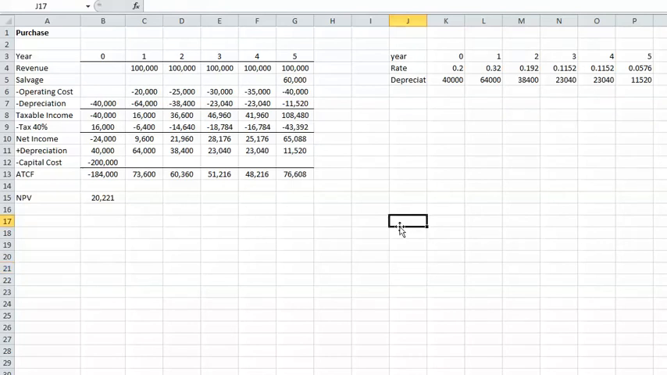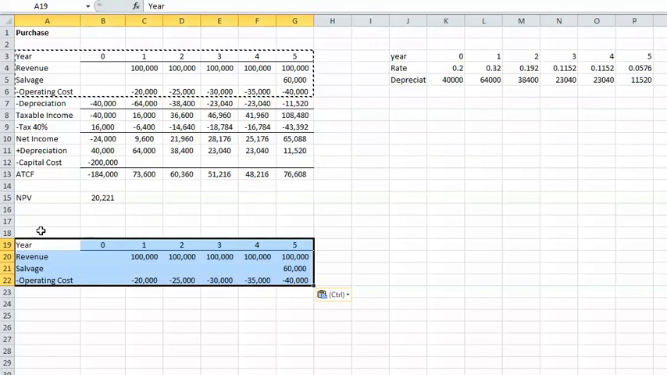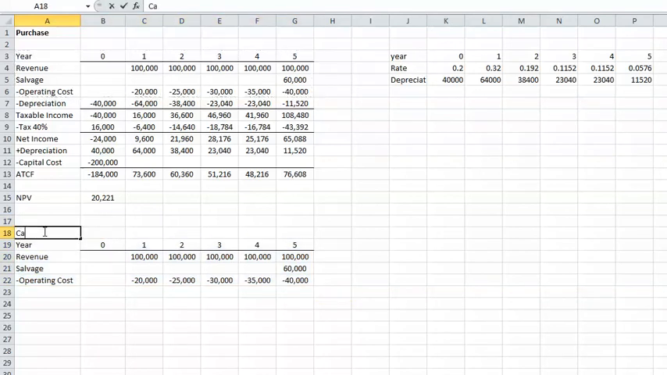So let me use an Excel spreadsheet and work on this example in the spreadsheet and see how we can formulate such an example. I have the purchase alternative already here. I'm going to follow with the capital lease analysis. The revenue, salvage, and operating costs are going to be exactly the same, so I will just copy them here, and I will say capital lease.